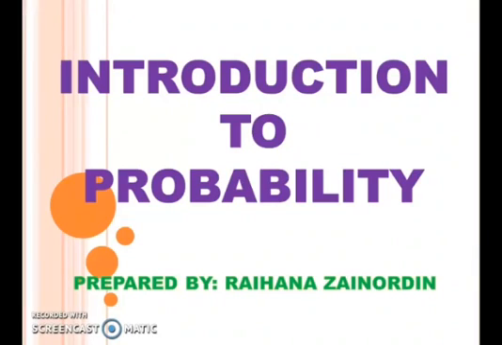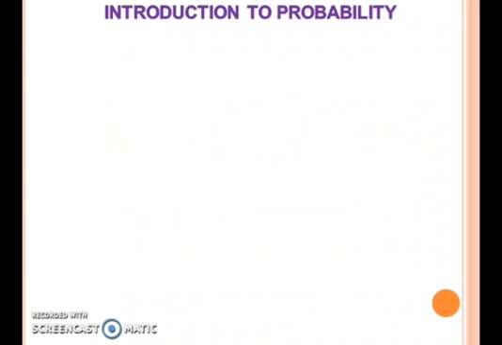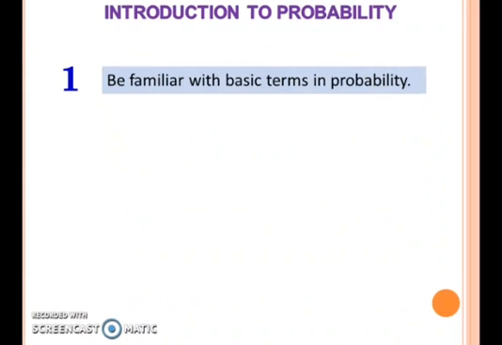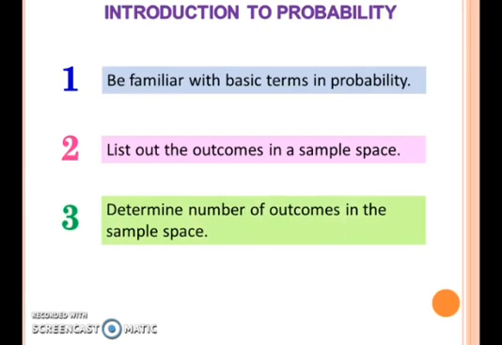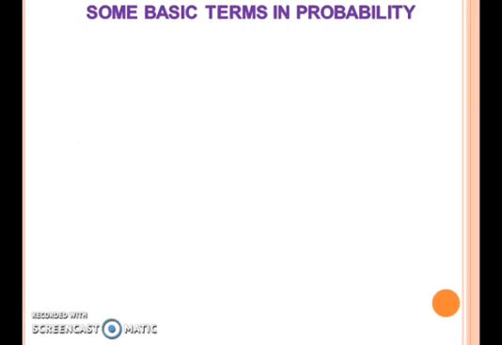Introduction to probability. To learn probability, first we must be familiar with basic terms in probability. Second, we must be able to list out the outcomes of a sample space. And third, we must be able to determine number of outcomes in the sample space. Let's first look at some basic terms in probability.